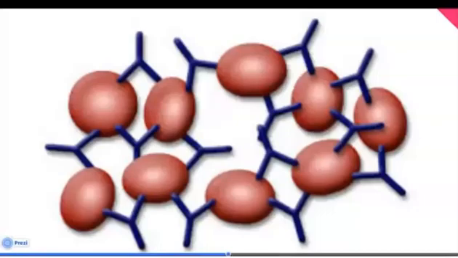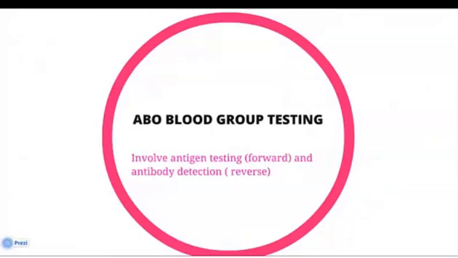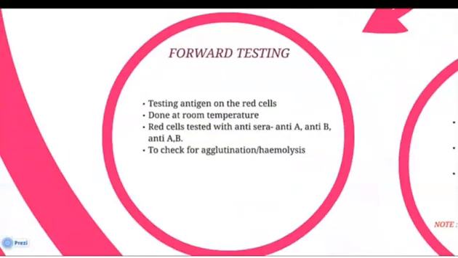ABO blood group testing involves antigen testing, in which we want to test what antigen we have on the red cells. This is what we call forward testing. And the second one is antibody detection, or reverse testing. For forward testing, as I mentioned, we want to test antigens on the red cells, and it is usually done at room temperature, in which the red cells are tested with antisera. Antisera is a reagent, and it is actually antibody, either anti-A, anti-B, or anti-A,B. Then we check for agglutination.